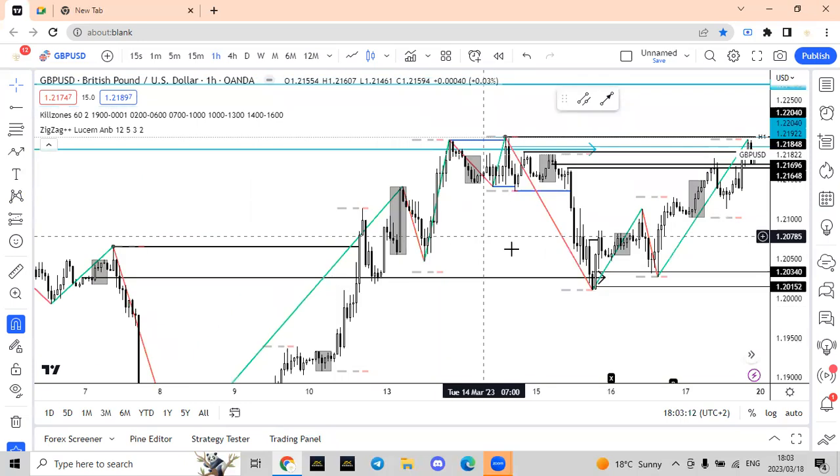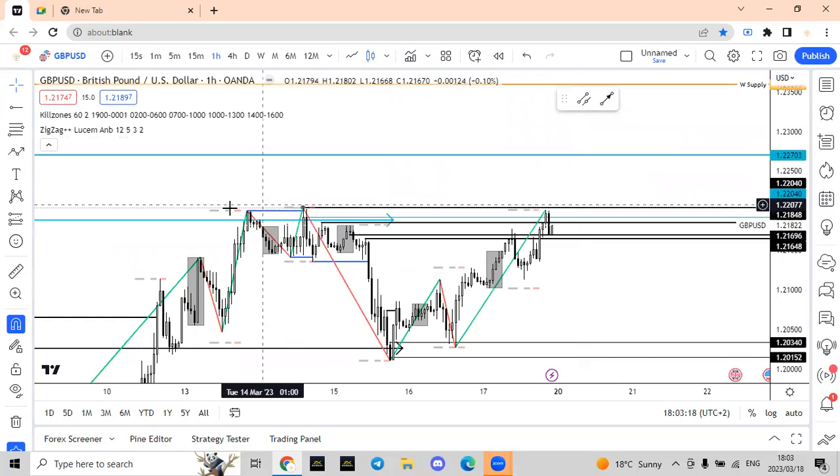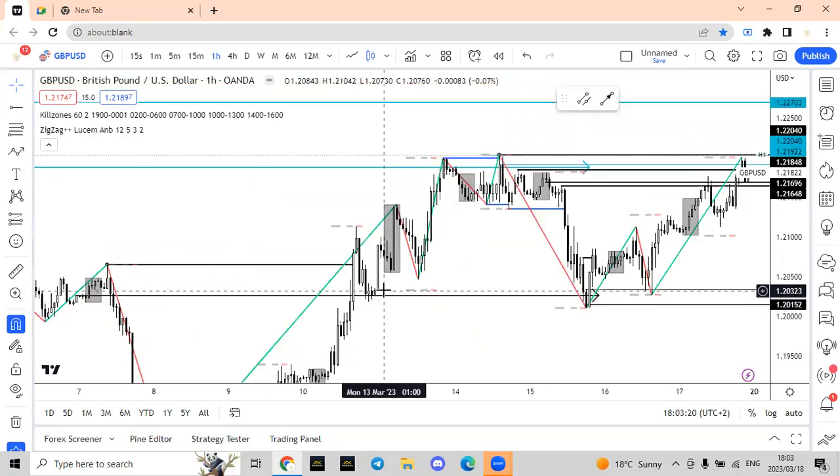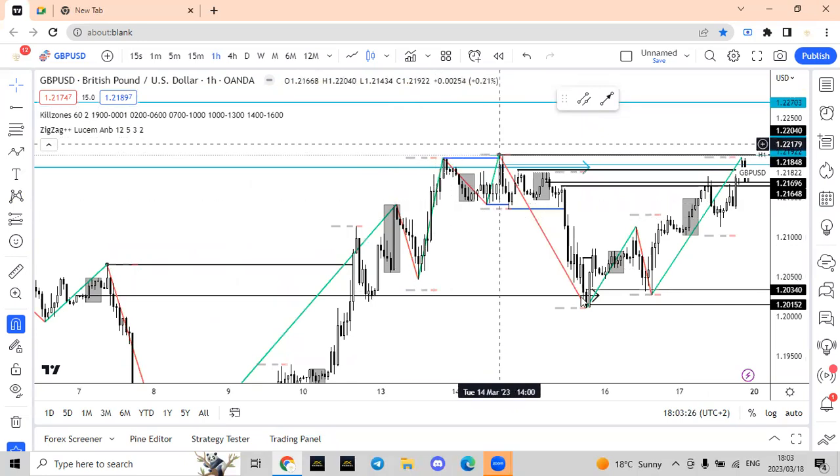You understand? So once you start to look at it like this, because these are all transactions. You understand? This is a transaction. This is a transaction. This is a transaction.